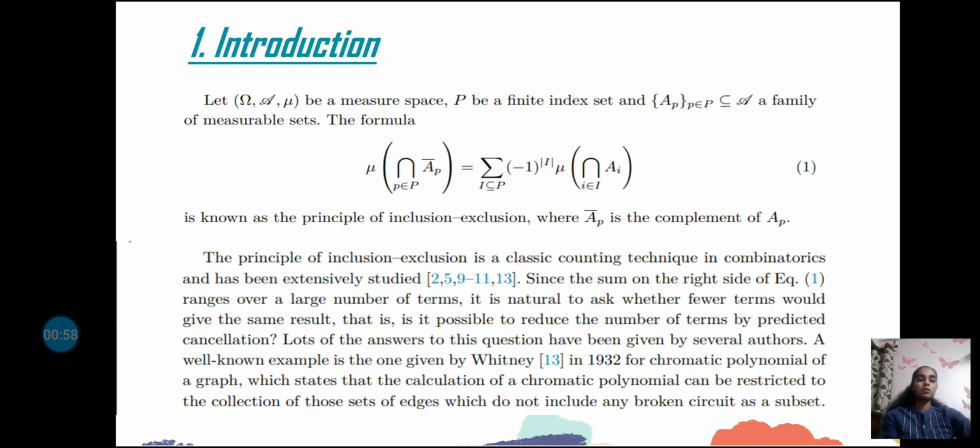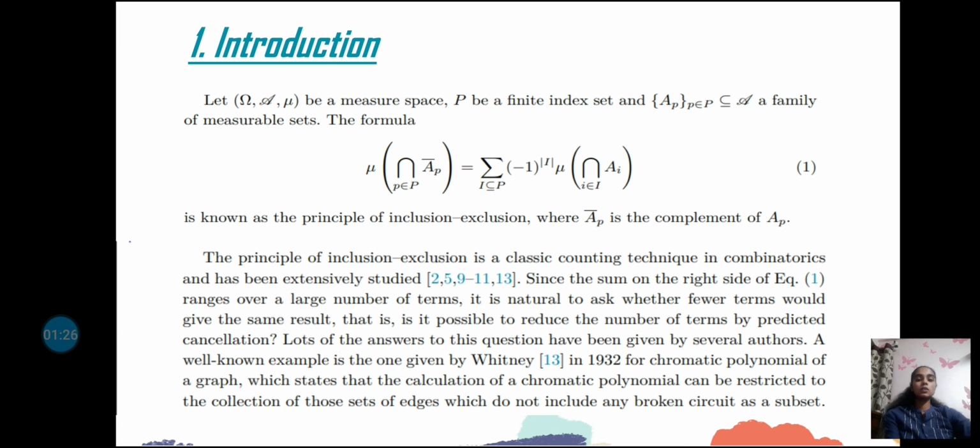Since the sum on the right side of equation 1 ranges over a large number of terms, it is natural to ask whether fewer terms would give the same result. That is, is it possible to reduce the number of terms by predicted cancellation? Many answers to this question have been given by several authors.